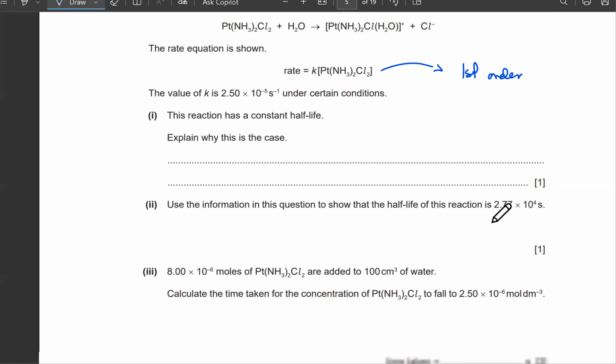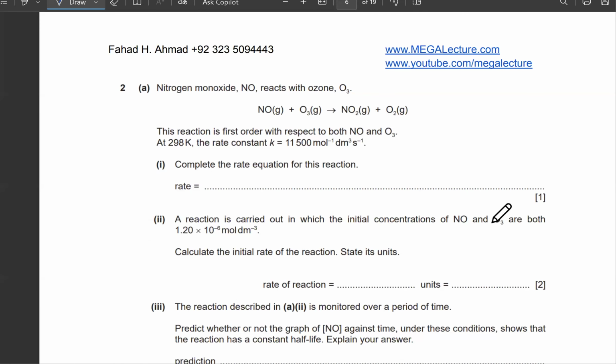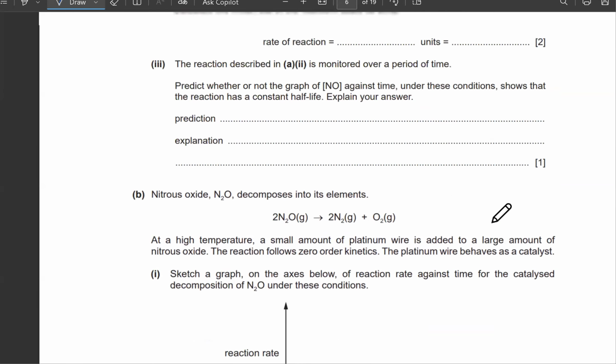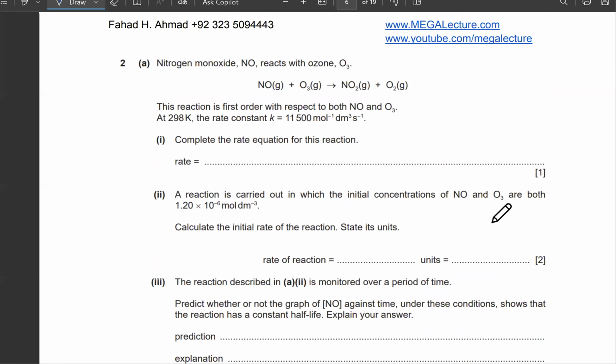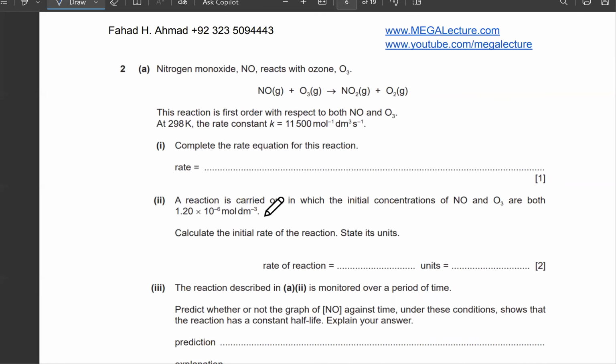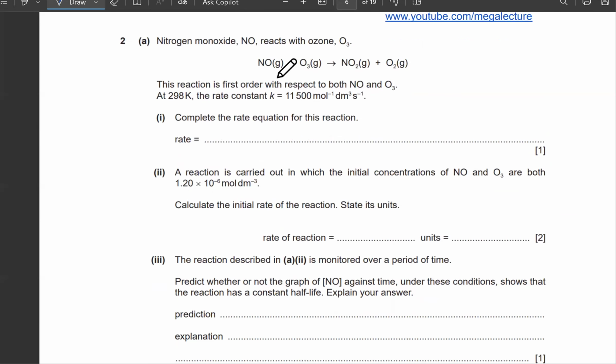I think we did this question. Let's skip. We're going to move to the next one. Yeah, the previous one, I think we did that. This one. This is what page? This is page 6. So everything is given.